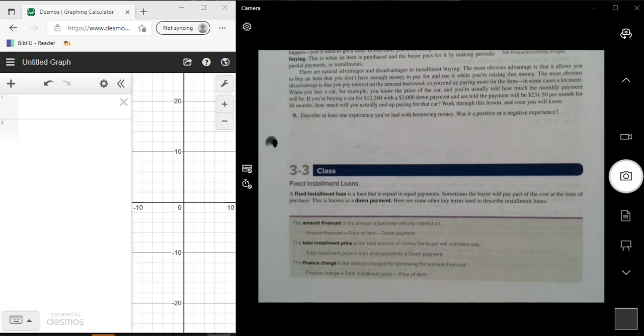We have the amount financed, which is the amount a borrower will pay interest on. Amount financed is equal to price of item minus the down payment. The total installment price is the total amount of money the buyer will ultimately pay. Total installment price is equal to the sum of all payments plus the down payment. The finance charge is the interest charge for borrowing the amount financed. Finance charge is equal to total installment price minus the price of the item.